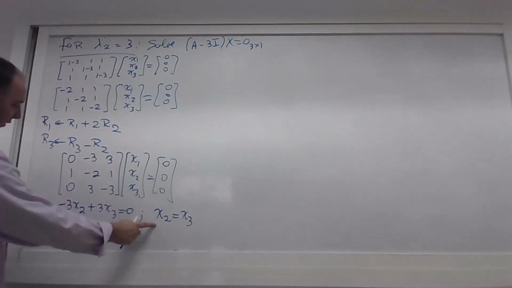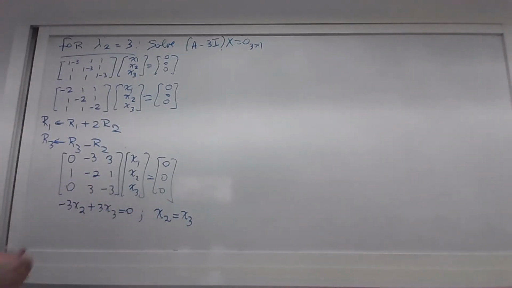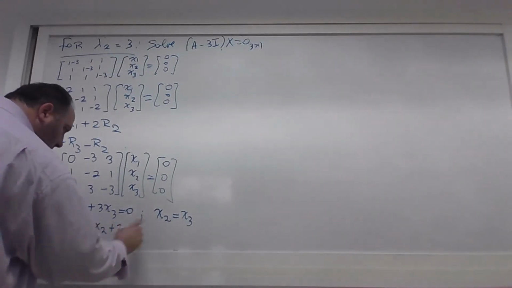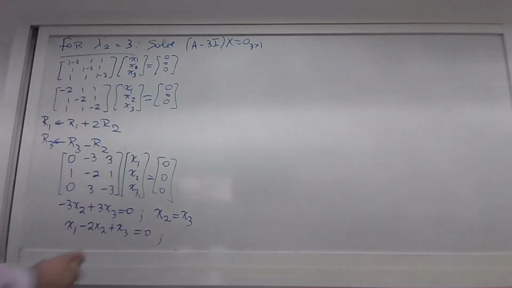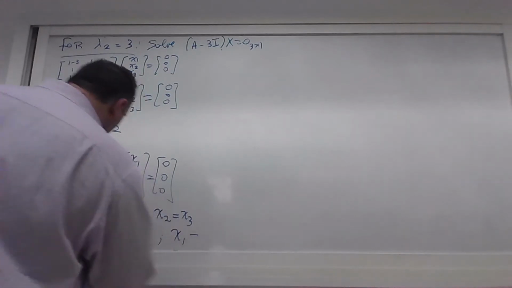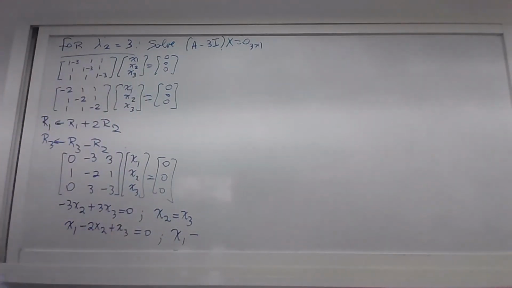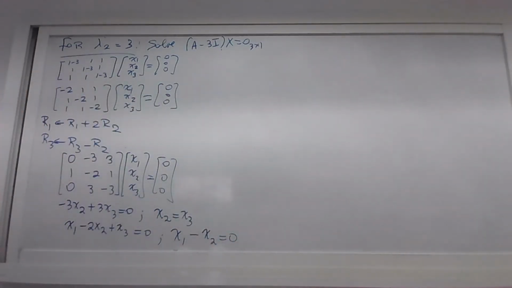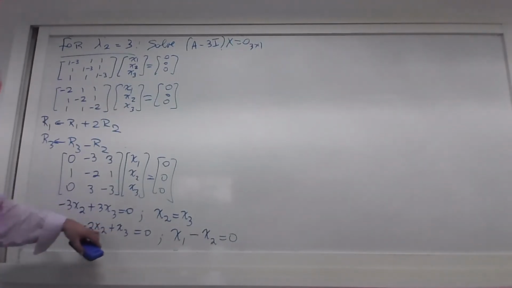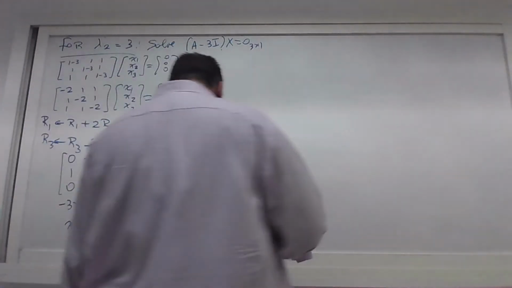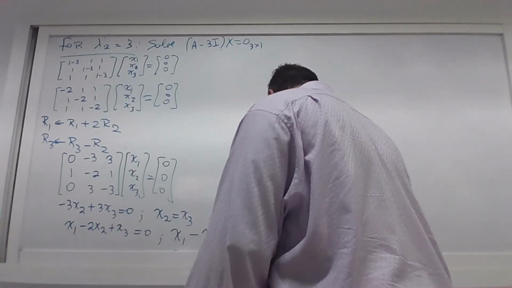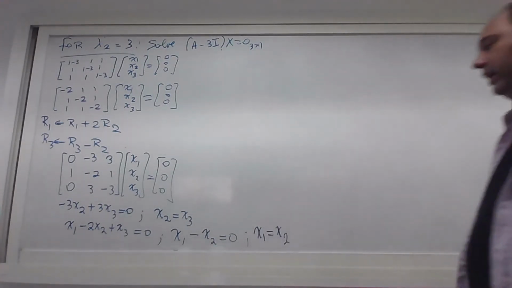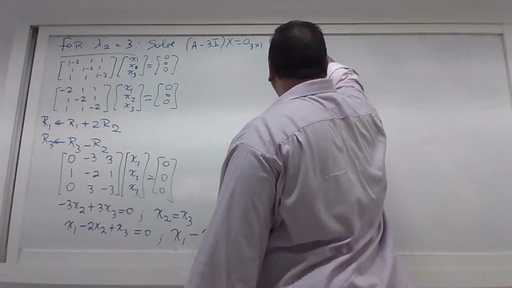So I will use this fact in the second equation because I don't want to suffer for nothing. So I have x1 minus 2 times x2 plus x3. But since x3 is equal to x2, that means it is x1 minus 2x2 plus x2, so that's x1 minus x2. x2 and x3 are equal, so this is replaced by x2. Then I have just one of them. So this means that x1 is equal to x2. Well, that's good. x2 is equal to x1 and x3.